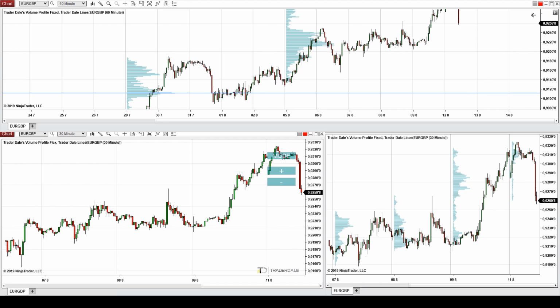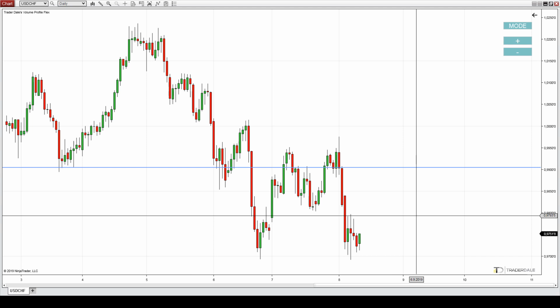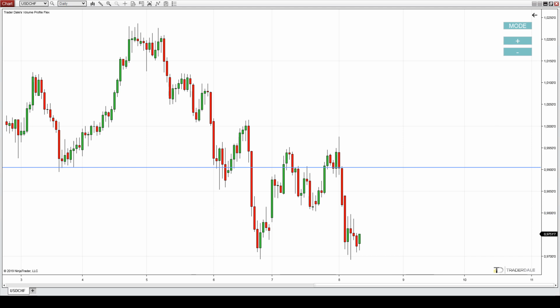Alright, so that's for the intraday trading ideas, and let's now have a look at swing trading idea. So the swing trading idea which I have for you today is on the US dollar Swiss franc. Before you have a daily chart of the US dollar Swiss franc, and as you can see, there was a rotation from which strong selling activity started.